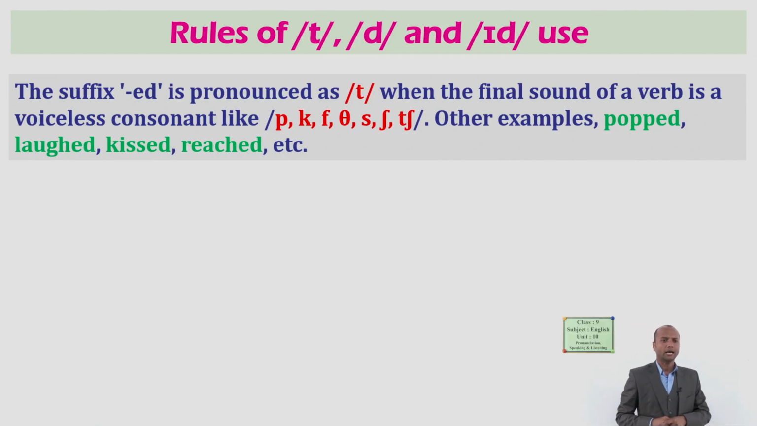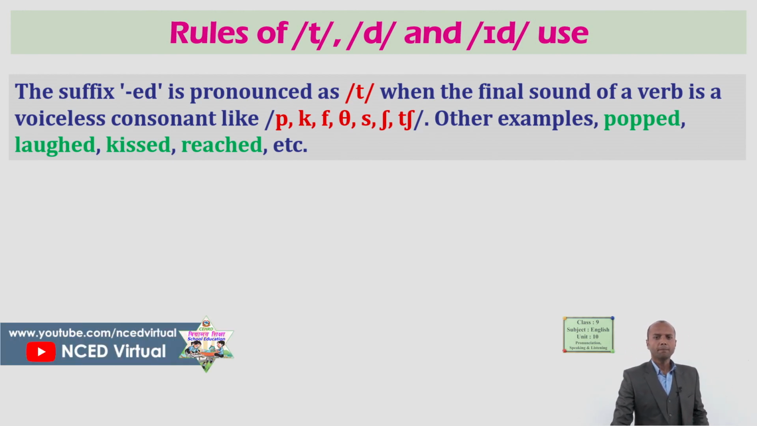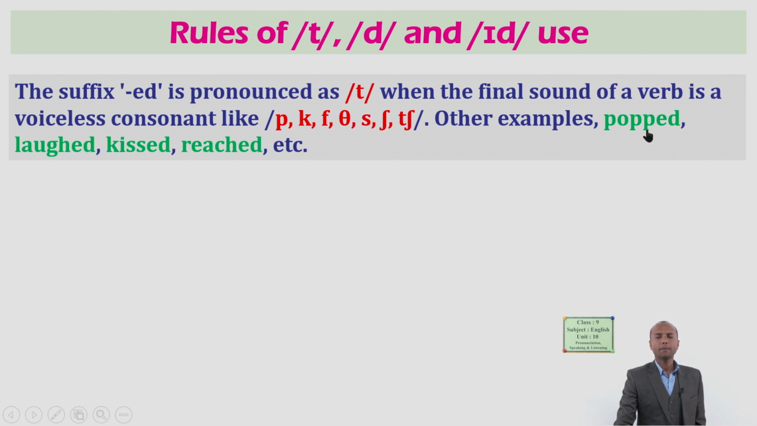The first one is the suffix ed pronounced as ta, when the final sound of a verb is a voiceless consonant like pa, ka, fa, tha, sa, sha and cha. I have added some examples because we have discussed some of these before. Puffed, the final sound is pa. Laughed, fa. Kissed, sa. And finally reached.